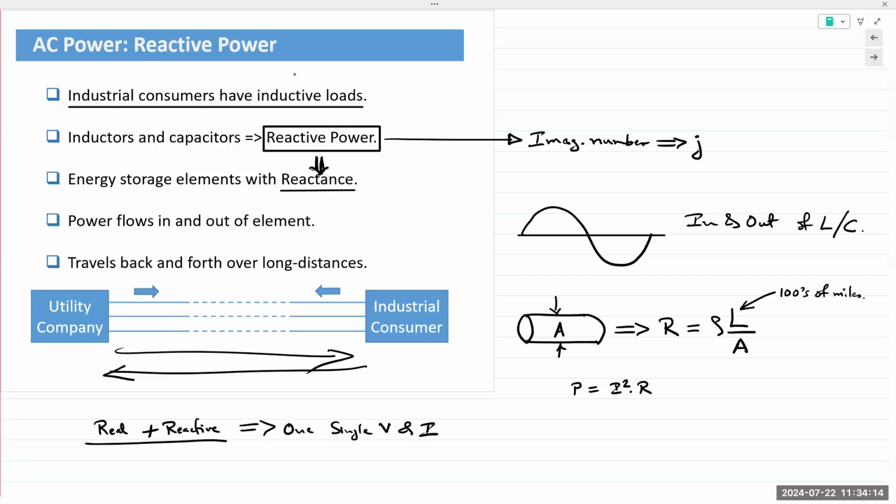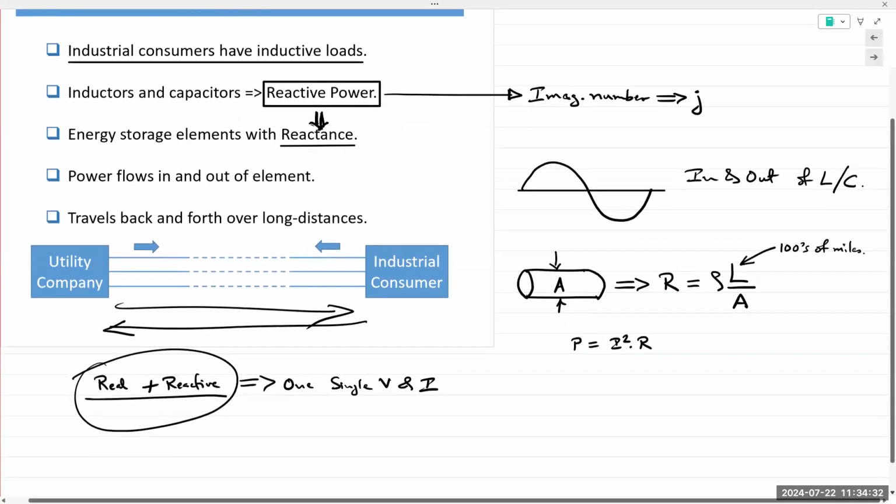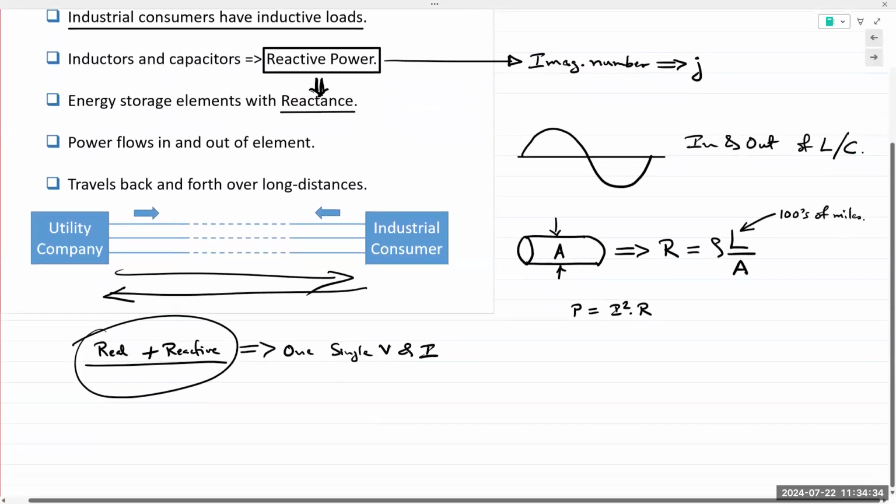It's prohibitive, right? And so we do not want to needlessly send this much power back and forth all the time. So industrial customers are paying not only for the real portion, but they're also paying for the reactive portion. Residential customers, not so much. They're insignificant compared to real. So what do we do about this?